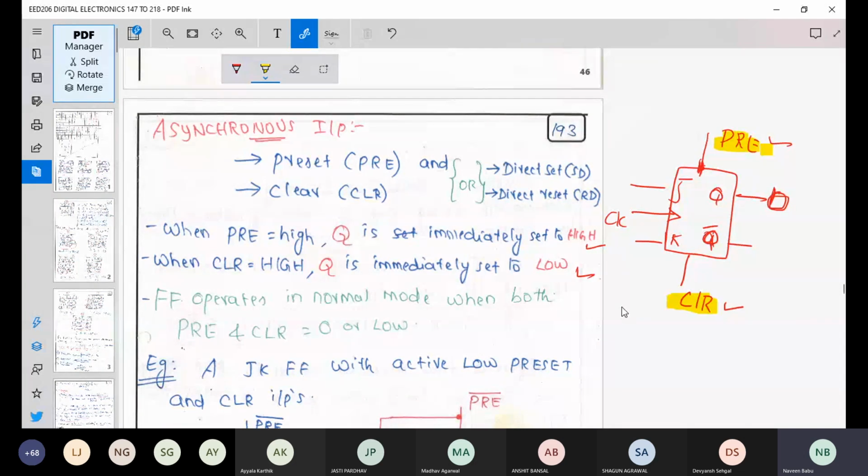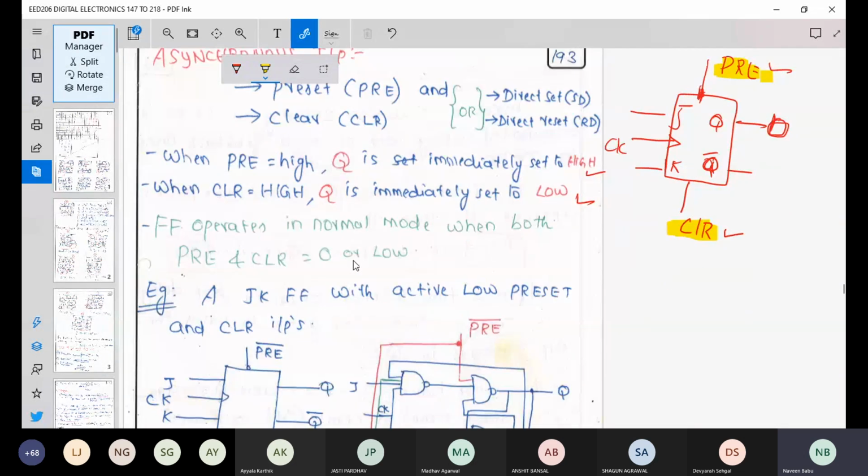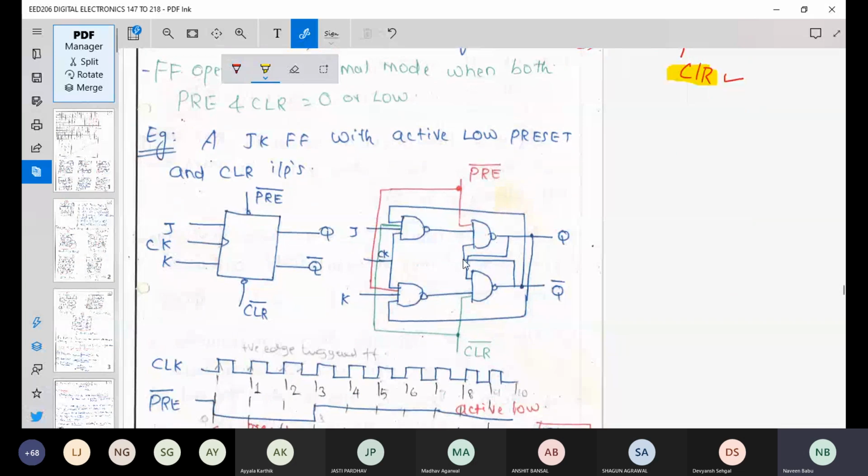So how do they look? Don't look at the internal diagram. Look at this diagram. I have normal inputs of J, K and clock, and outputs Q and Q bar. You will have a preset input here and a clear input here. Why is this bubbled here? It is bubbled because it represents that they are active low inputs. Active low inputs in the sense that when you give 0 here, they will be active. When you give 0 here, they will be active. Okay, so that is the meaning.